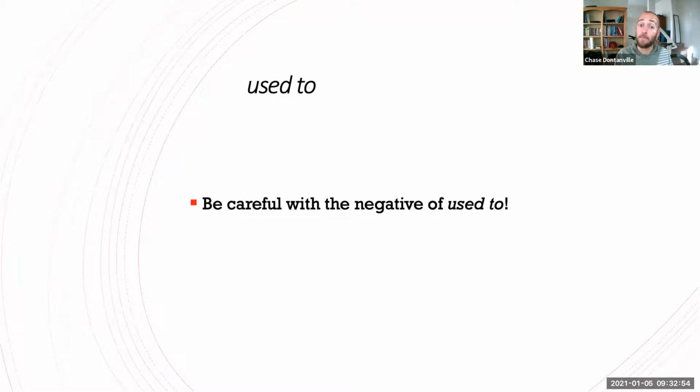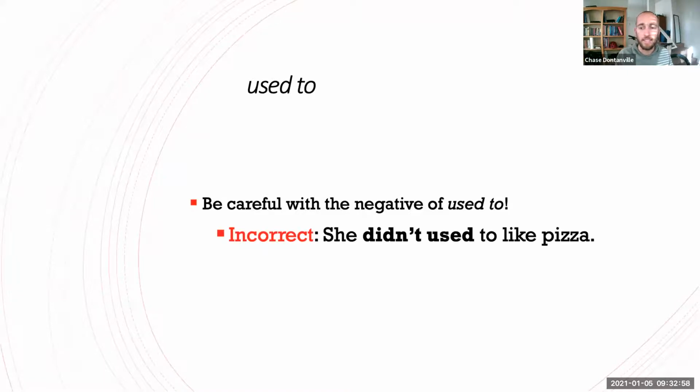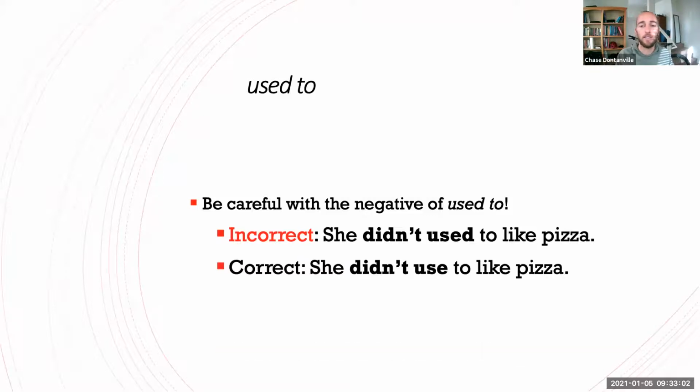And of course, be careful with the negative. So this is incorrect: she didn't used to like pizza. The correct way is she didn't use to like pizza. So if you use the negative, you have to use the verb use without D. So in the first example, used with a D, incorrect. So she didn't use to like pizza.